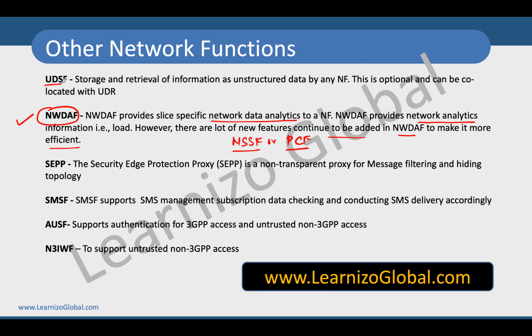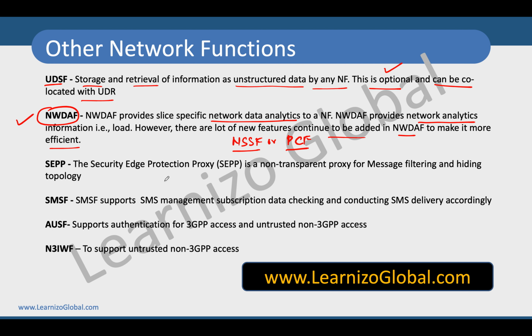UDSF, which is typically referred to as the Unstructured Data Storage Function, helps in the storage and retrieval of information as unstructured data by any type of network function. However, this is optional. This is not a mandatory network function, and it can be co-located with the UDR. So it can be a separate network function, or it can be co-located with a UDR kind of functionality.